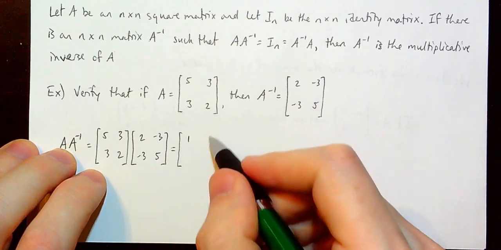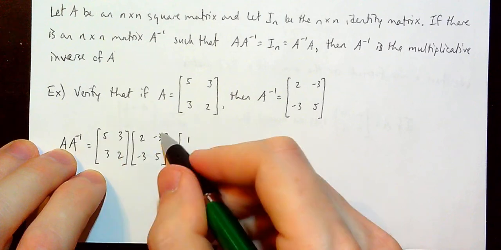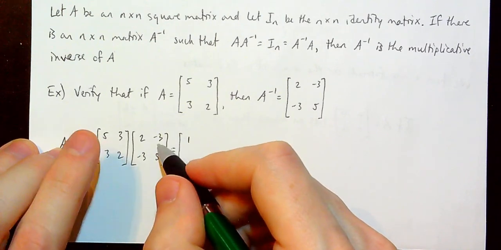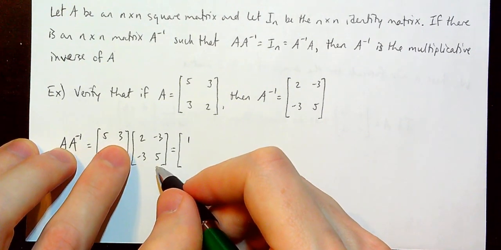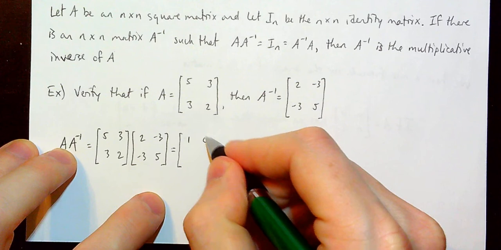Entry in first row, second column. Product of the firsts, negative 15. Product of the seconds, positive 15. Add those up, we get 0.